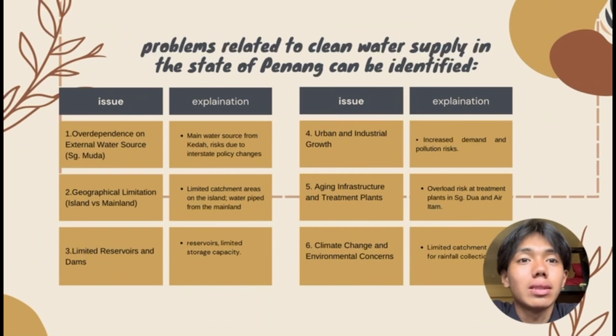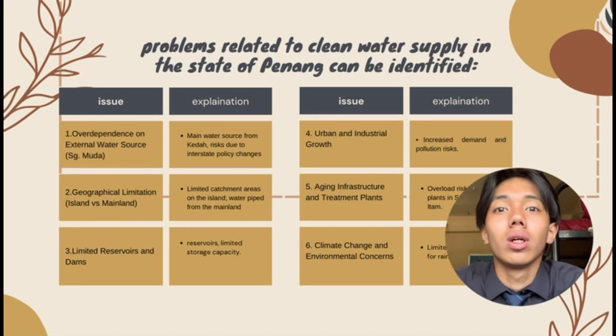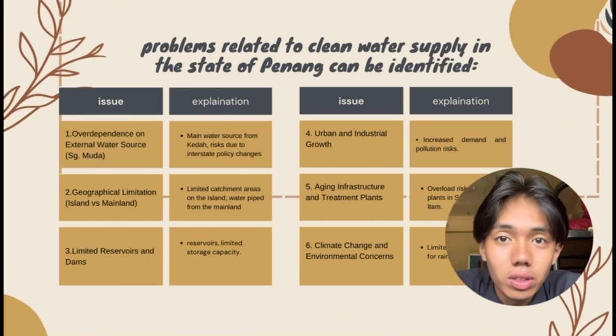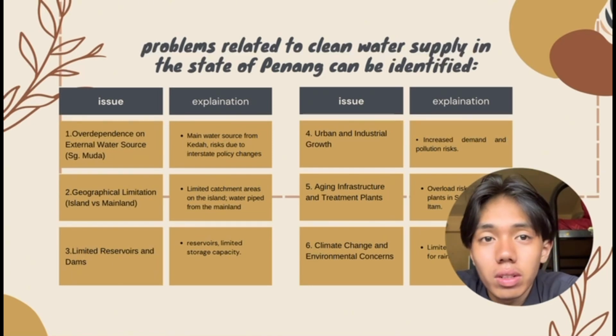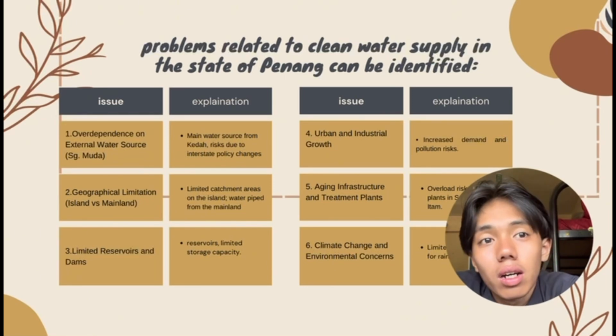So my name is Dini and I will talk about the problems related to clean water supply in the state of Penang. So first, our dependence on external water sources. Penang relies heavily on Sungai Muda, a river that originates in Kedah. This interstate dependency means any conflict or policy change in Kedah could significantly impact Penang's water supply. Second, geographical limitation. Penang Island has limited catchment areas and relies on water piped from the mainland through submarine pipelines. The setup poses risks if there are disruptions.